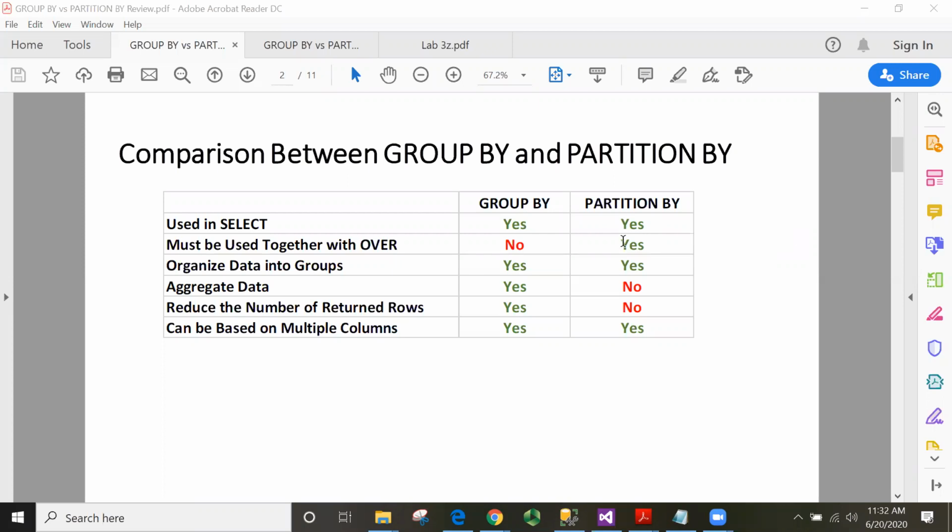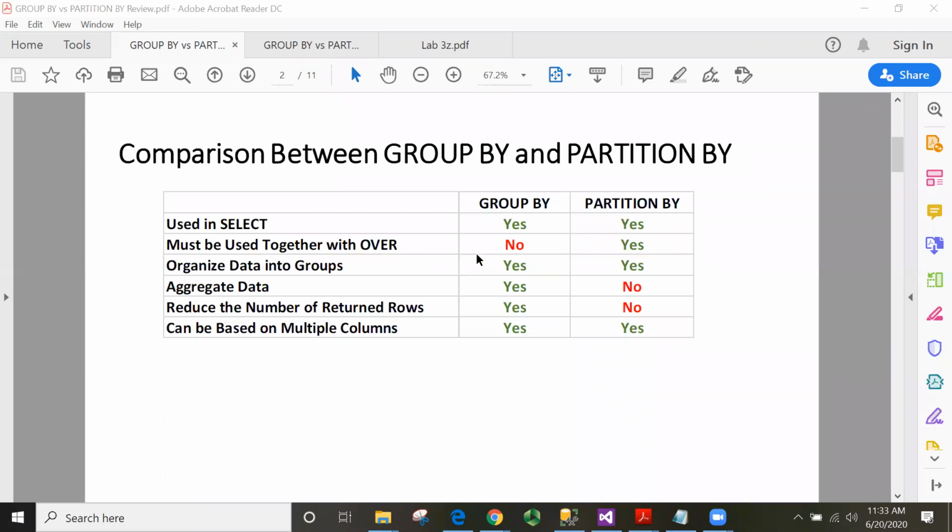So we use group by and partition by in a select statement. We talked about the windowing command, right? If we use partition by, we have to use it together with the windowing command over. When we use group by, we don't have to. You can use group by together with over, but you don't have to.